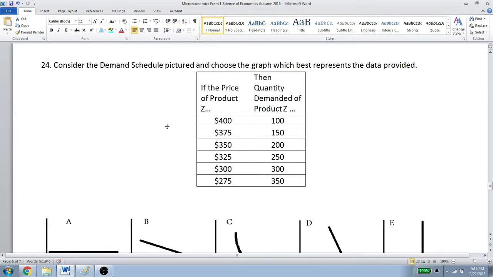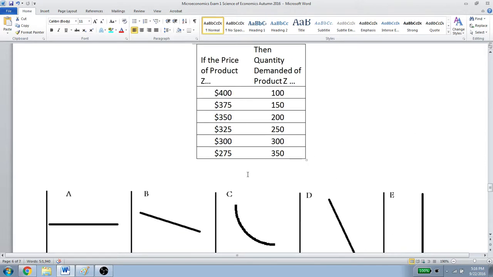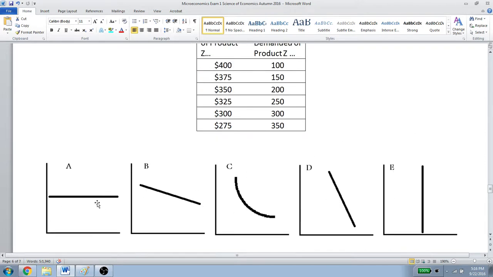Consider the demand schedule picture. Choose the graph which best represents the data provided. This can be tricky, but if we take a look at it, this is a perfectly elastic demand. That's a somewhat elastic. This is a unit elastic. This is an inelastic, and that's a perfectly inelastic demand curve.